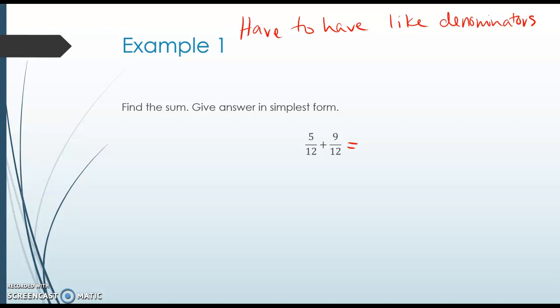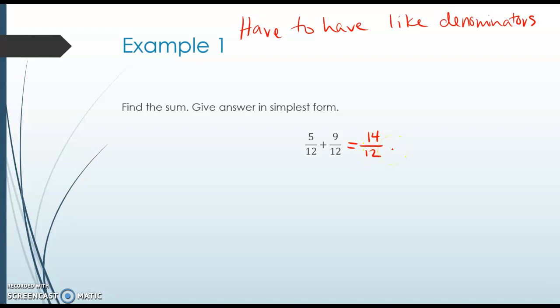So our whole thing, whether you want to think of it as pizza or just a circle, is divided into 12 parts. And the first one has 5 parts shaded in, and the second circle divided into 12 parts has 9 of them shaded in. And then so from here, we're just going to add 5 plus 9, which is 14. So I end up with 14 12ths.